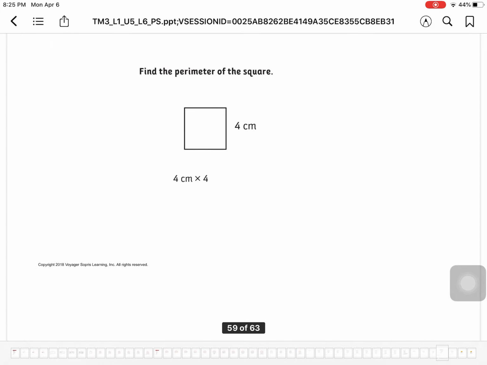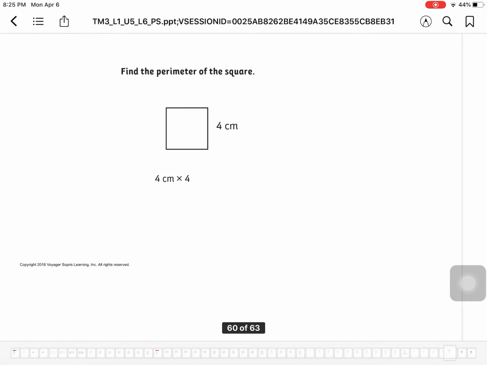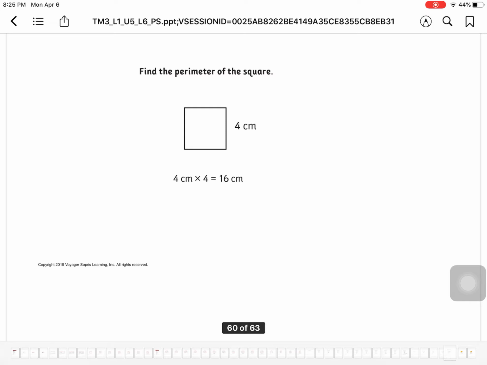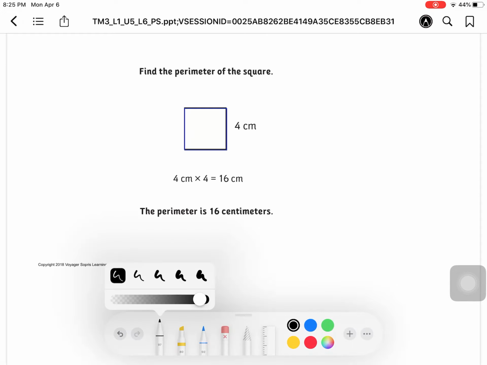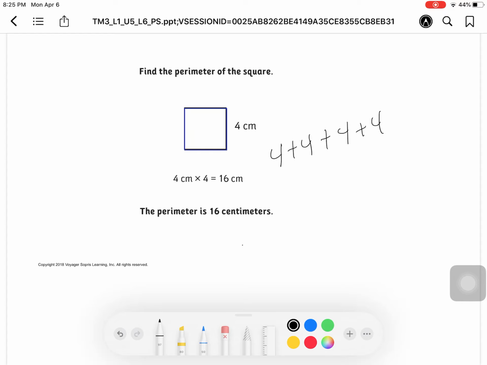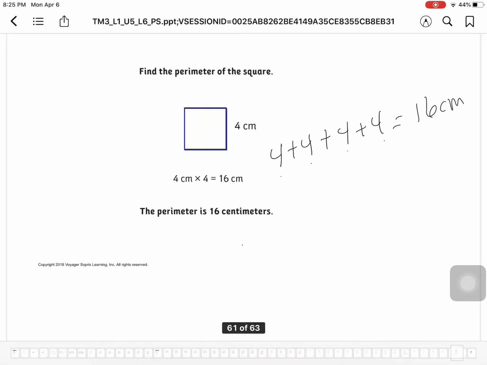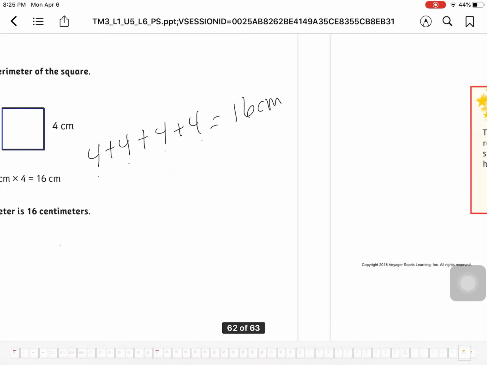So I have 4, and I could take it times 4, and I know 4 times 4 is 16. The other way I could do it, if I didn't want to multiply it by 4, is to just do 4 plus 4 plus 4 plus 4. So I've got 4, 8, 12, 16. So I still get the same answer. It's just that this time I added it all together. Either way, you're still going to get 16 centimeters.